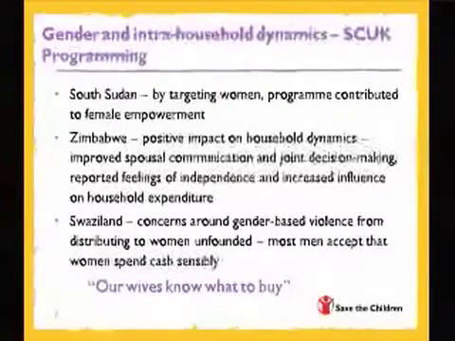And the Swaziland Emergency Cash Transfer Expenditure Programme found that there were concerns around gender-based violence from distributing to women, and they were proved to be unfounded. And the reason was that most men accepted that women spend cash sensibly, and this is one of the quotes from the evaluation.